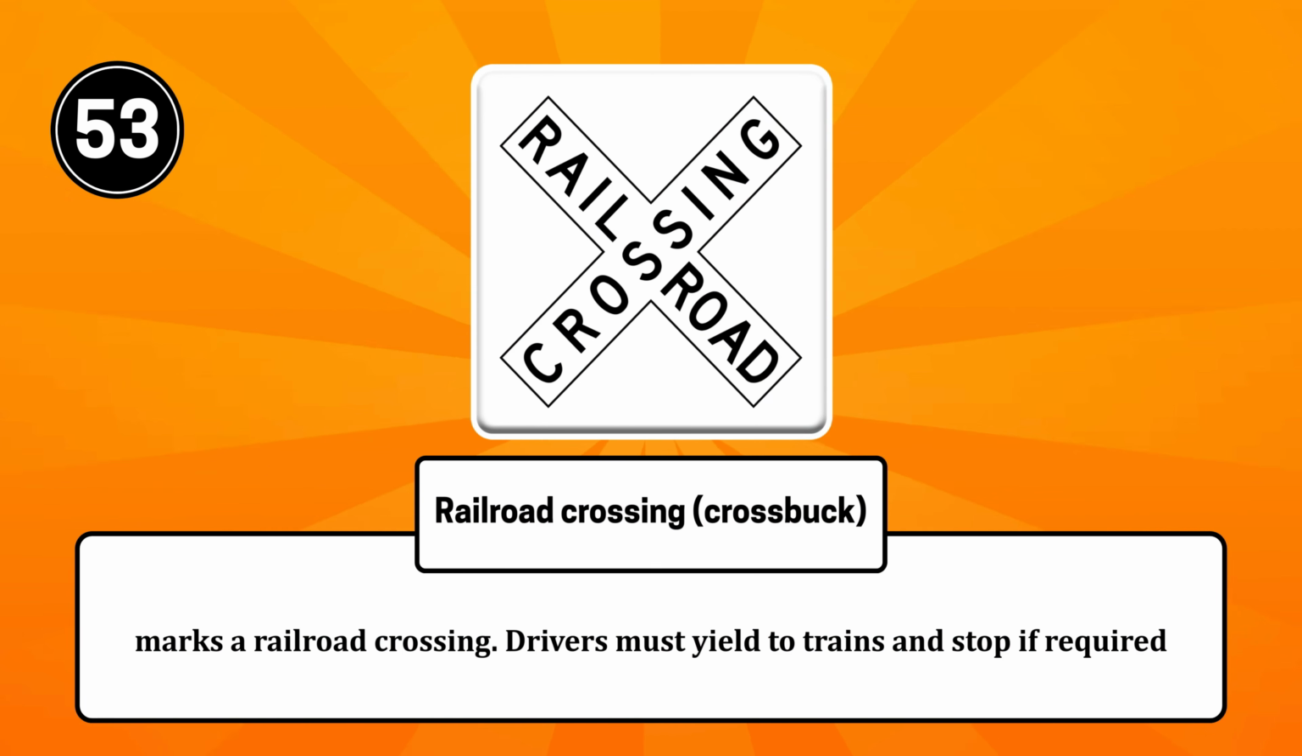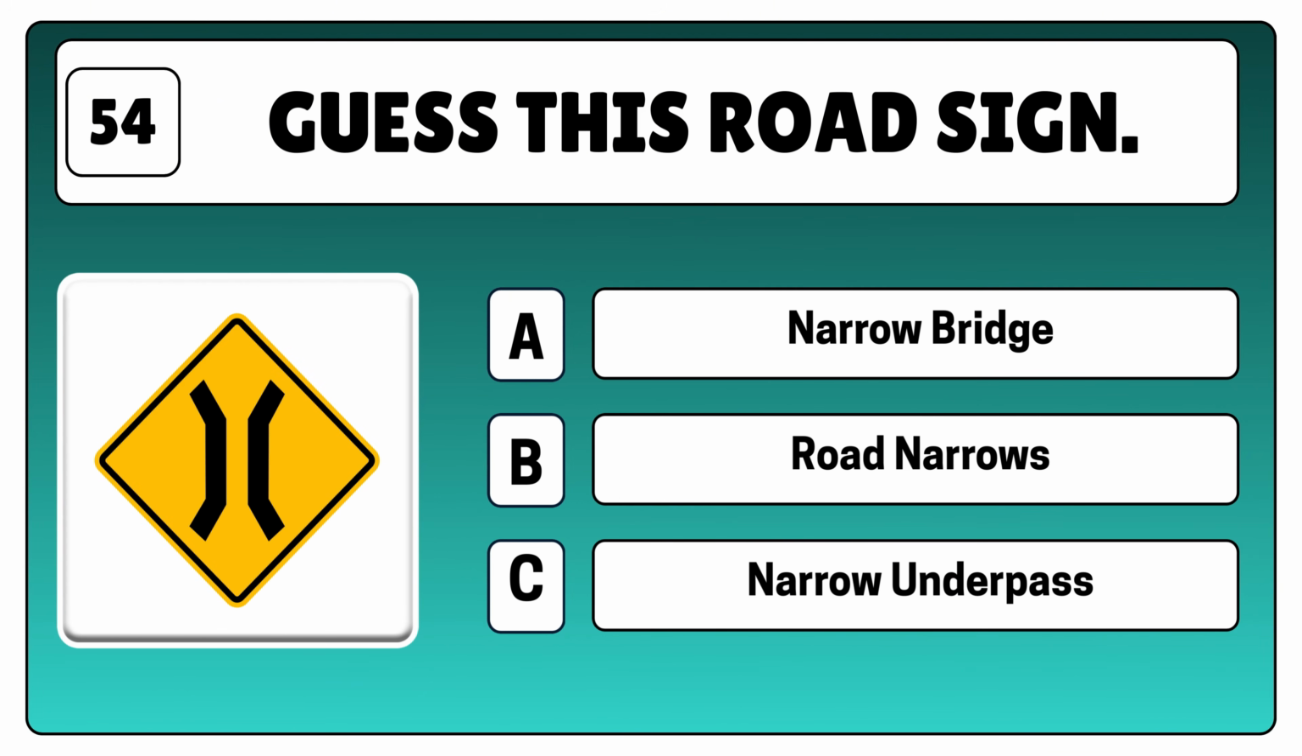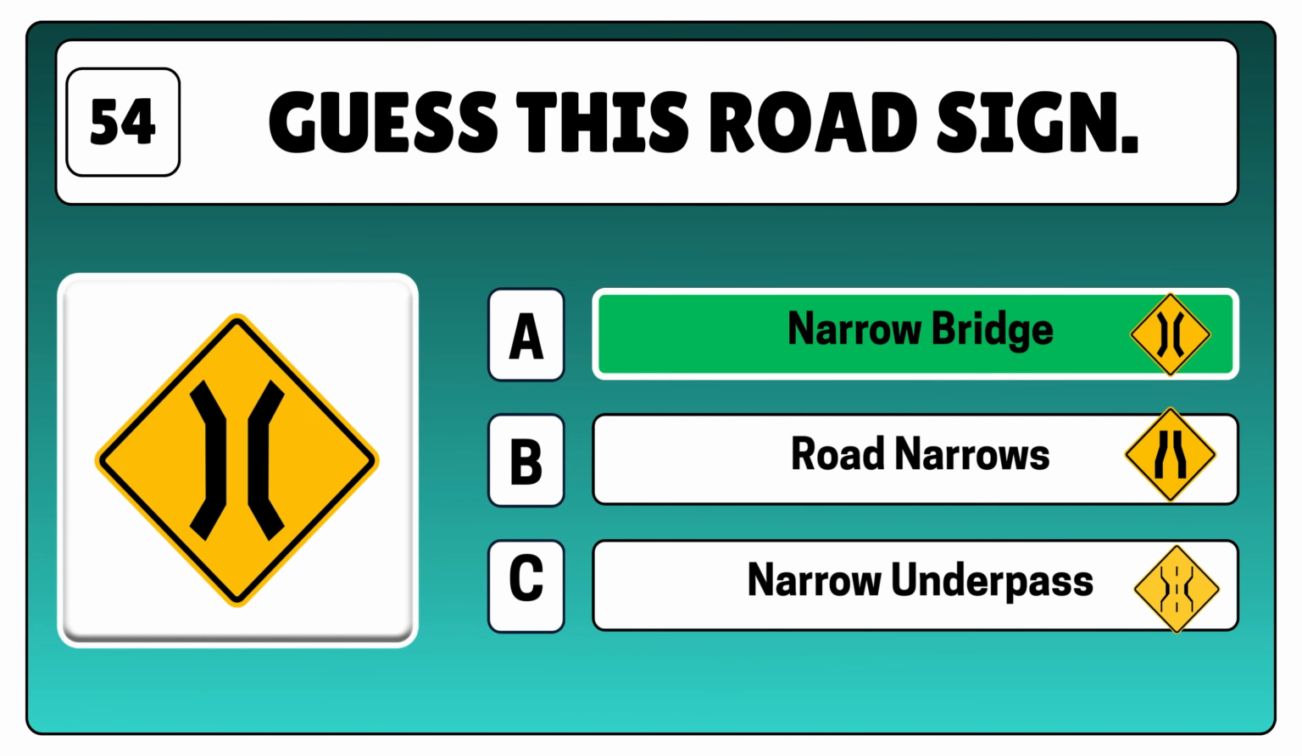The railroad crossing crossbuck sign marks a railroad crossing. Drivers must yield to trains and stop if required. Guess this road sign. That is correct. This is the narrow bridge sign.